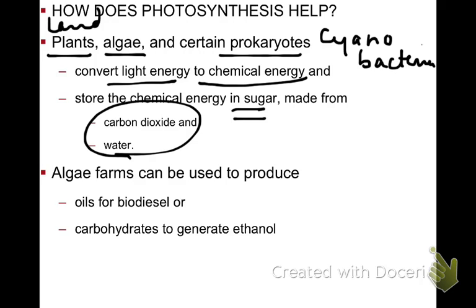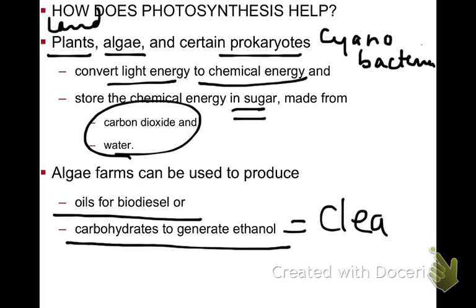Lots and lots of algae nowadays can be used to grow. All you need is a tank full of water and good sunlight, and you can have algae growing. Once you get this algae, you can harvest it and extract the oil and use it as biodiesel, or you use those carbohydrates to generate ethanol, which is your clean fuel.